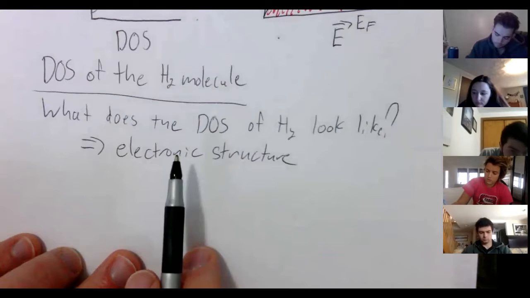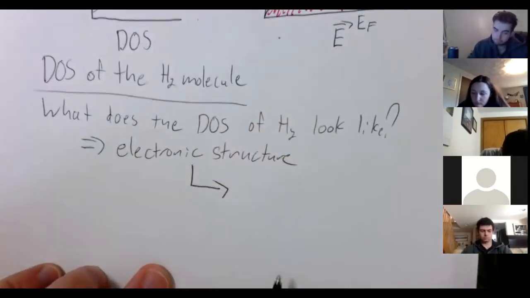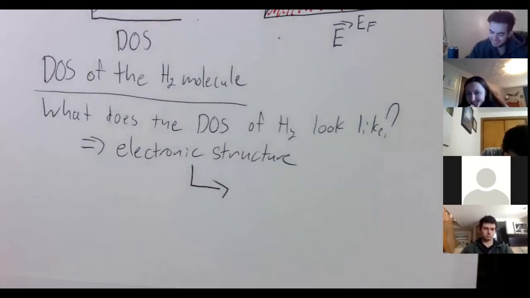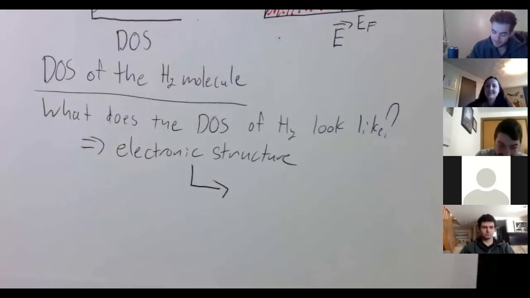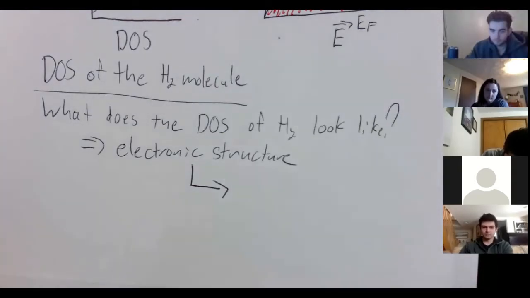And when you hear the words electronic structure, what are we really talking about? There's a lot of answers to this question, but there's a specific one. So, density of electrons, you could be considering that. What else could you be looking at? What type of system it is, whether it's a conductor, semiconductor, or insulator. Yep, exactly. And for atoms, you're thinking of their atomic orbitals, their configuration.